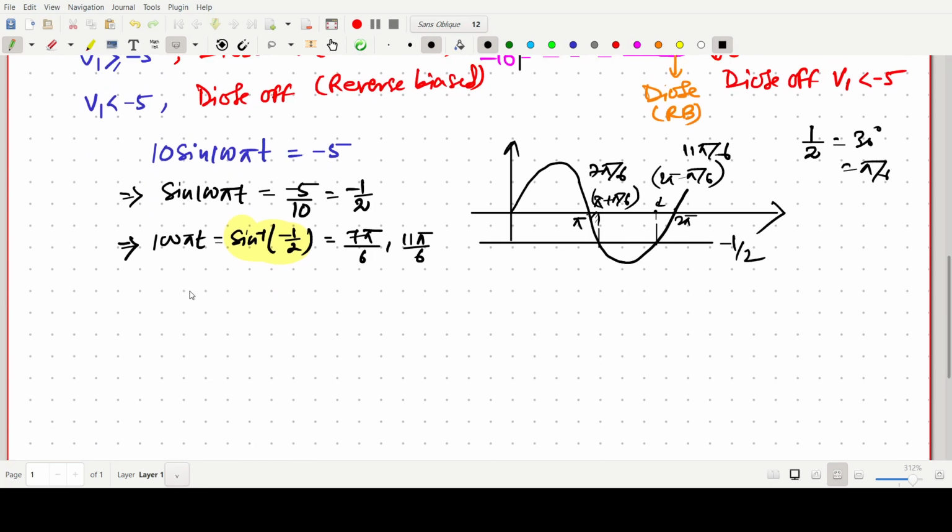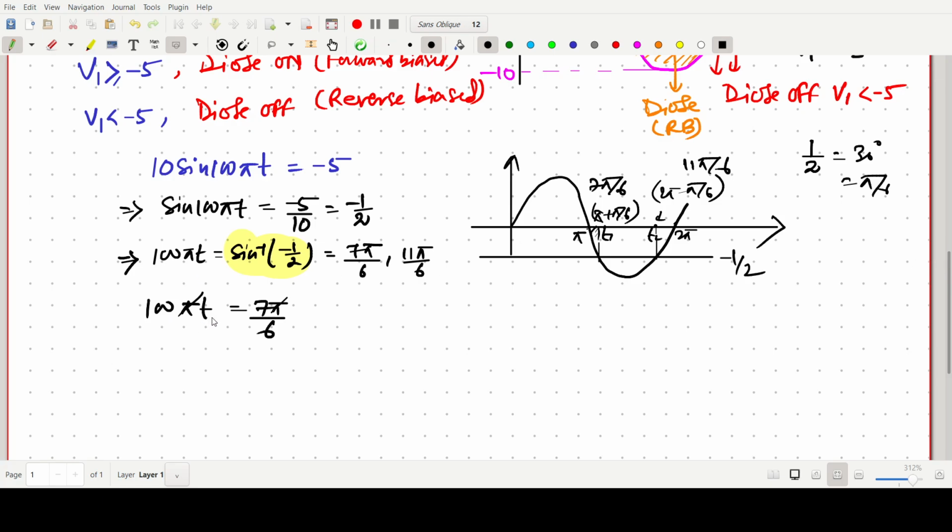Then there are 2 points. First case, consider 100 pi t equals 7 pi by 6. The pi cancels out, and this point is our T1, as assumed in the above case. So the T1 point will be 7 by 600. If we solve this, it will come around 11.66 milliseconds. I have already calculated it.